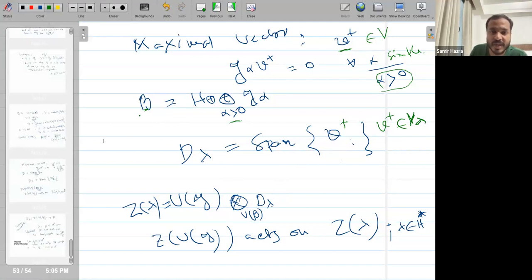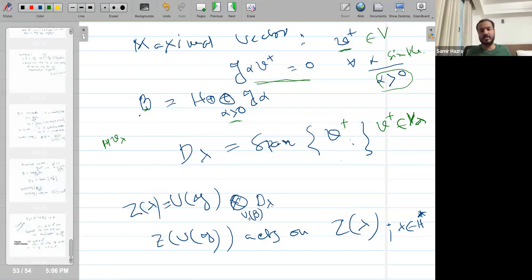Why? Because H acts on V lambda diagonally, and G alpha gives 0 on V plus. This is written here. So we have an action of B on D lambda. Since B is a Lie subalgebra of G, B is also a Lie algebra. So D lambda becomes a module over B, but we know that this is also a module over the universal enveloping algebra itself, right? So D lambda is a module over UB.